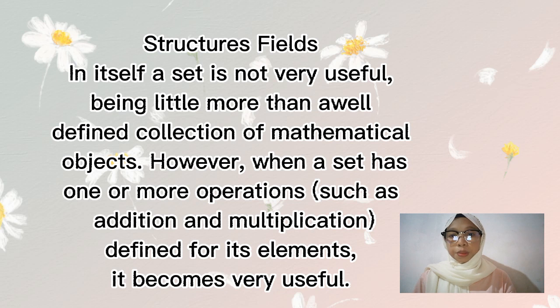Familiar examples of fields are the rational numbers, fractions a over b, where a and b are positive or negative whole numbers; the real numbers, or the rational and irrational numbers; and the complex numbers, which are the numbers of the form a plus or minus bi, where a and b are real numbers and i squared is equal to negative 1.